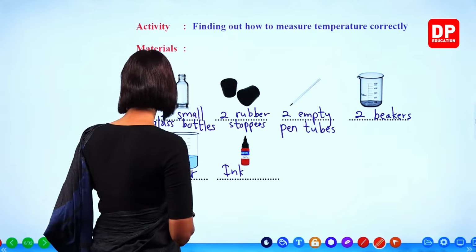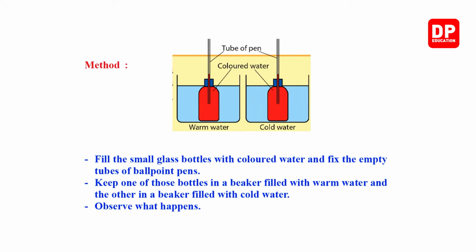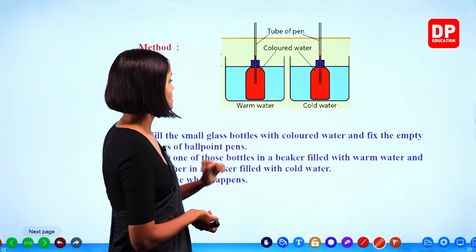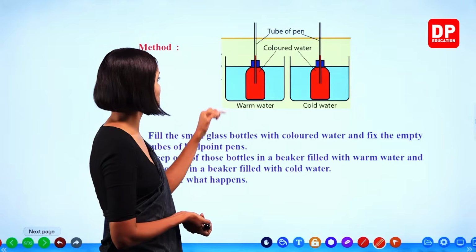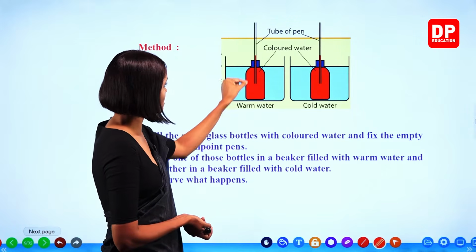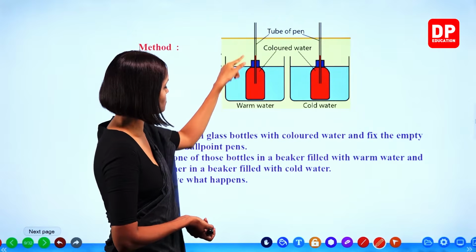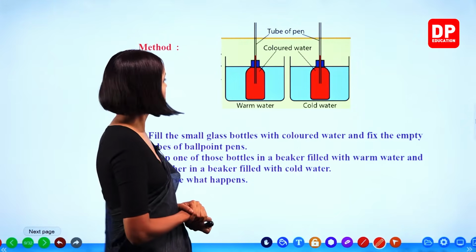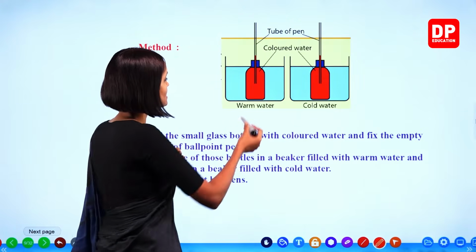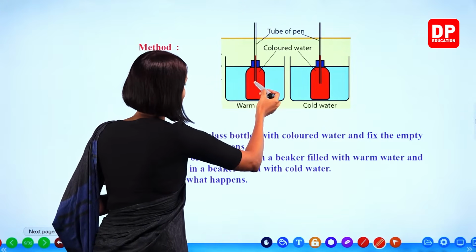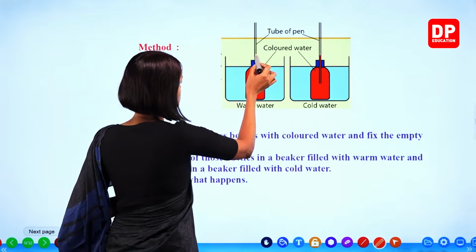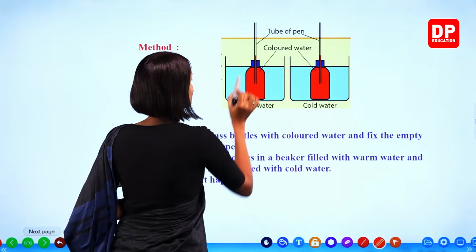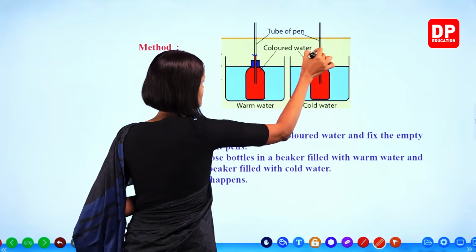Right? So how to do this activity? Let's see. Look at the setup. Right? Fill the small glass bottles with colored water. Look at these 2 bottles. It's filled with colored water. And fix the empty tubes of ballpoint pens. Right? Through the rubber stoppers, you have to fix the 2 empty pen tubes to these bottles. Right? So when you do this, you will realize the colored water will enter this empty pen tube and it will stop at one place. You have to mark this level. Right? You have to mark this level.